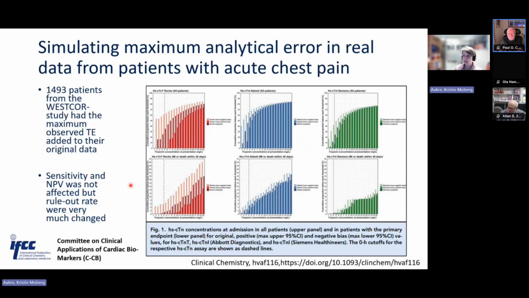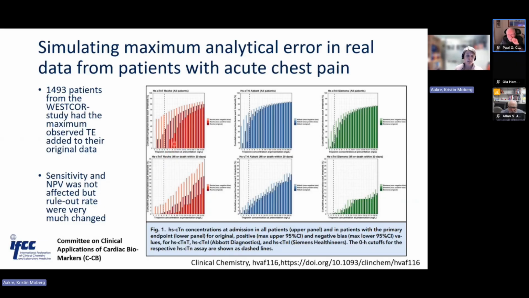We have also done a similar simulation in the VESCOR data. And what we did here was this is the raw data from the patients in the VESCOR study. This is what we measured. And then we added the analytical error, which was described by Pete Kavsak in that study from Canada. We added it here. So if the measurement error was 5 nanograms per liter, we would just add 5 nanograms to all results, and we would subtract 5 nanograms per liter to all results.